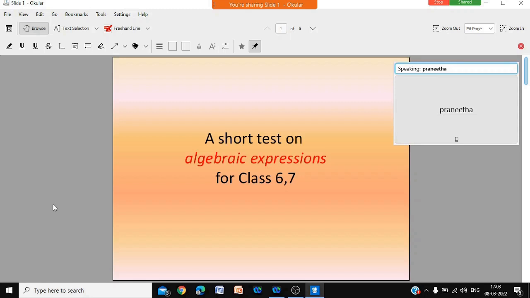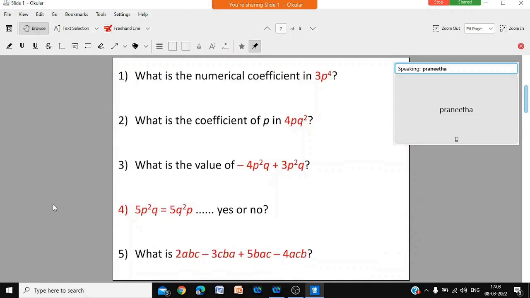So here, beta. Question number 1. What is the numerical coefficient in 3p power 4? Write question number 1 and the answer only. Don't write the full question. Don't write full sentences. What is the numerical coefficient in 3p power 4?